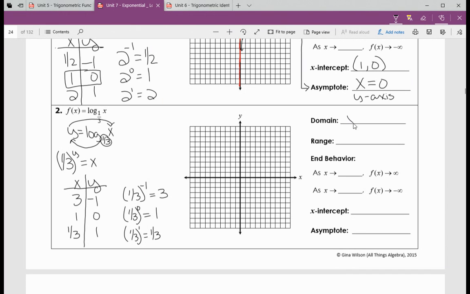Our domain does not change. We're going to stay all numbers bigger than 0, all x values bigger than 0. My range does not change. Remind me to go back to problem number 1 because I forgot to talk about the end behaviors. Our x-intercept, I can come to my table, pull that. That's 1, 0. And then remember, your domain and your asymptote are going to match. So your asymptote will be x equals 0, which is the y-axis. We have not moved off the y-axis yet.